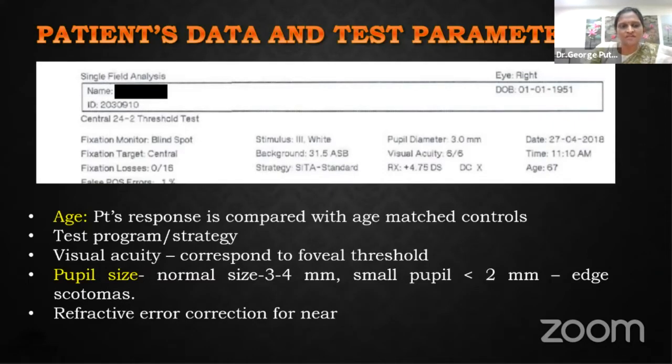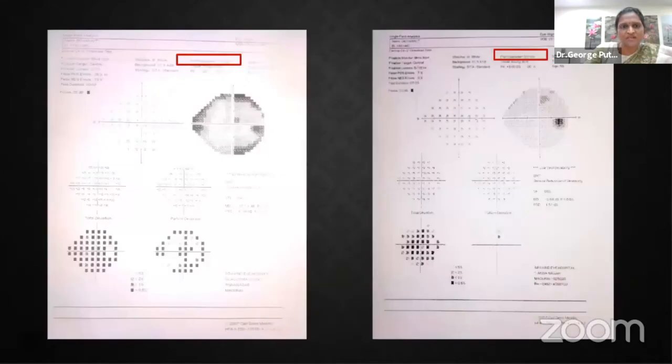The most important thing is that the age of the patient should be correctly entered, because the machine compares it with the age-matched controls. And the refraction should be done appropriately before doing the visual fields. The ideal pupil size is 2.5 to 4 millimeters. A small pupil may give a false scotoma. As you see in this patient, numerous edge scotomas occur when the pupil diameter is around 1 millimeter. When the same patient undergoes the fields again with a pupil diameter of 3 millimeters, the edge scotomas have vanished.